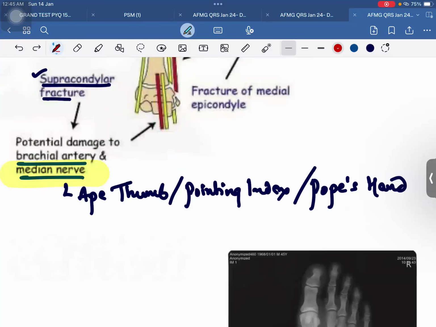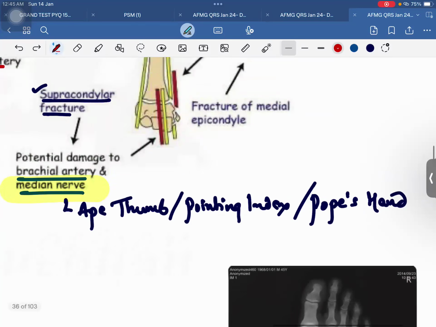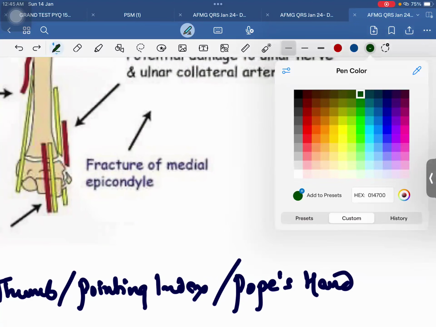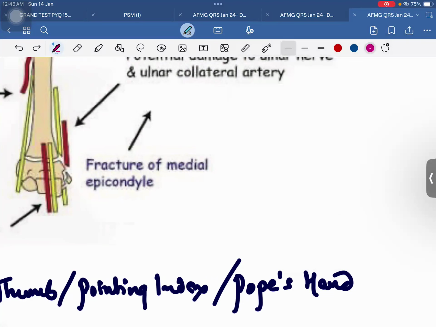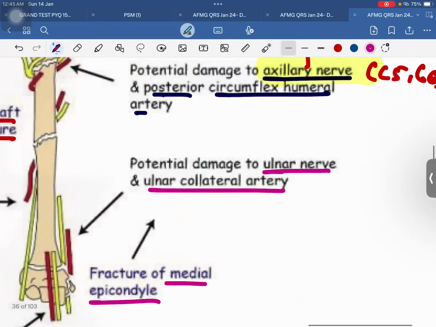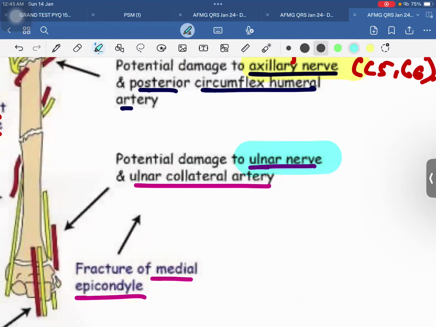Okay, so that's important. Next important is when there is fracture of the medial epicondyle of the humerus. Commonly repeated question. If there is fracture of the medial epicondyle of the humerus, beta, in this condition you have to be aware that behind the medial epicondyle we have the ulnar nerve. So there will be damage to the ulnar nerve and the ulnar collateral artery.